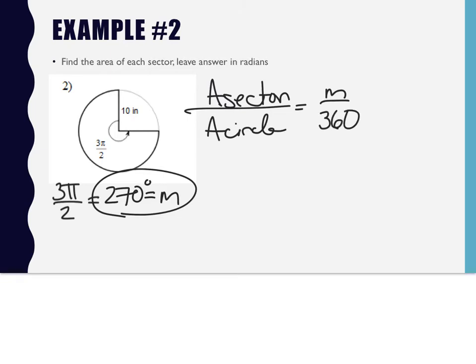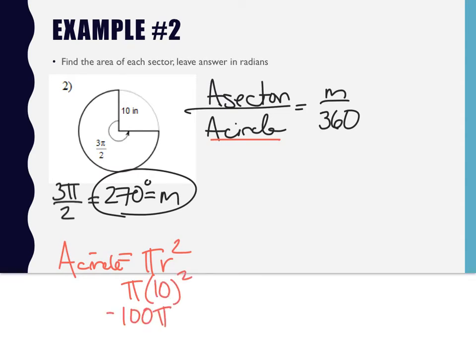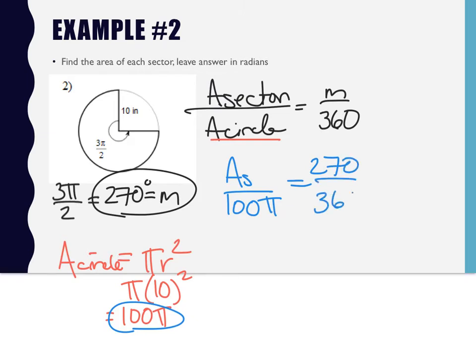We are looking for area of the sector, so the only thing we need to do before we really get rolling is come to the side and find the area of the whole circle. That is just the area formula. You've been doing that for years now. Pi r squared will be pi times 10 squared, 100 pi. Leaving it in pi makes your life easier. So let's go fill things in. Looking for the area of the sector. We know the area of the whole circle now. We know M. In degrees, that's the easier version, and 360.